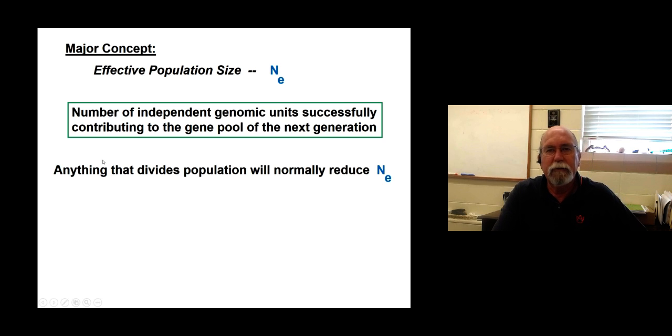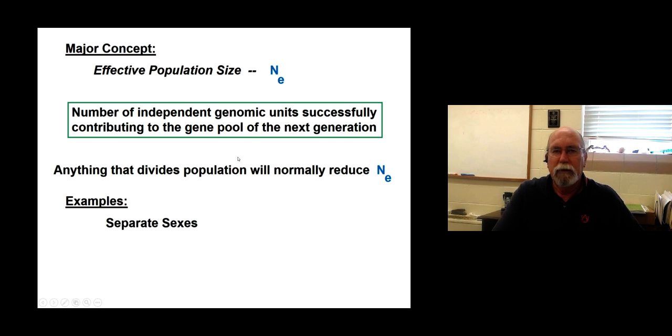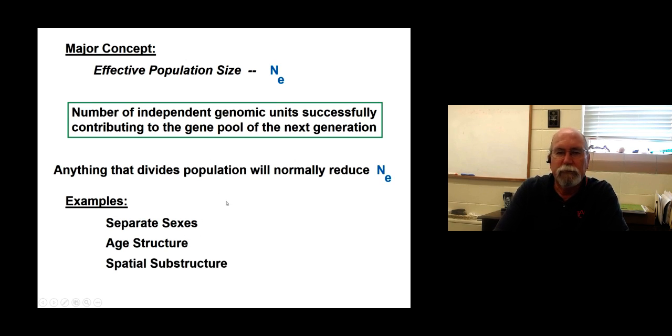In fact, anything that divides a population will normally reduce the effective size. I only know of one way that you can increase the effective size above the census size. That takes a little bit of work. Okay, but anything else almost always reduces the effective size. So what are some things that might divide a population? Well, we've talked about this before, separate sexes, right? That's one thing that can divide your gene pool, okay, dividing up into males and females. Obviously, age structure can divide it because it depends on who's contributing out of a particular group. And then finally, the last one is spatial structure that we'll talk about very briefly, okay?